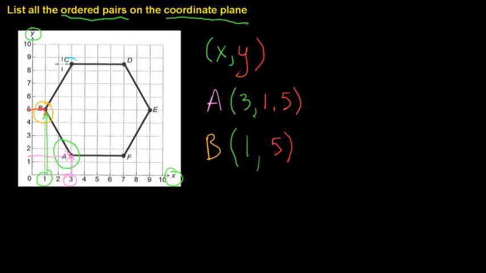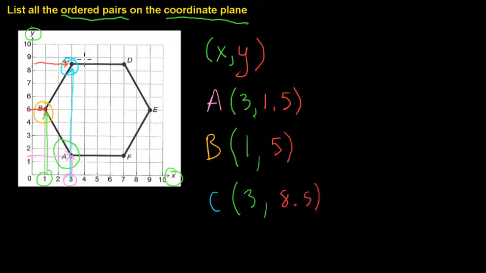For C, C sits right here, and it's on the 3. So come over here. The x-coordinate is 3, and the y-coordinate is between the 8 and the 9 here. Halfway between 8 and 9 on the y-axis is going to be 8.5, or 8 and 5/10.